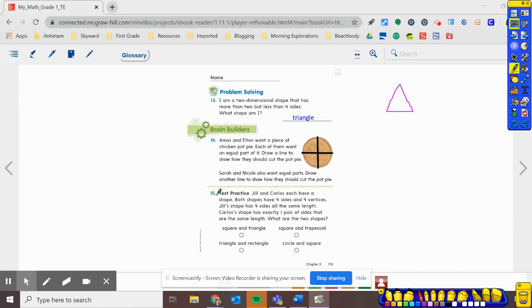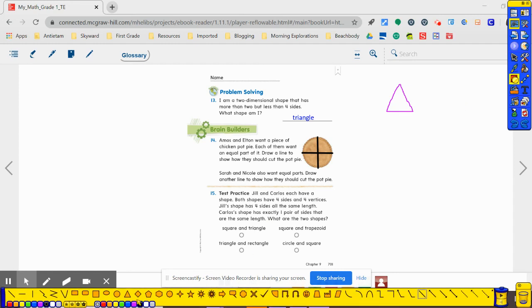All right, and then our last question says Jill and Carlos each have a shape. Both shapes have four sides and four vertices. Jill's shape has four sides all the same length. Carlos's shape has exactly one pair of sides that are the same length. What are the two shapes? Ooh, this is interesting. Okay, so Jill's shape has four sides all the same length. Think in your brain. What shape has four sides all the same length? I hope you're thinking of a square. So square has four sides all the same length.